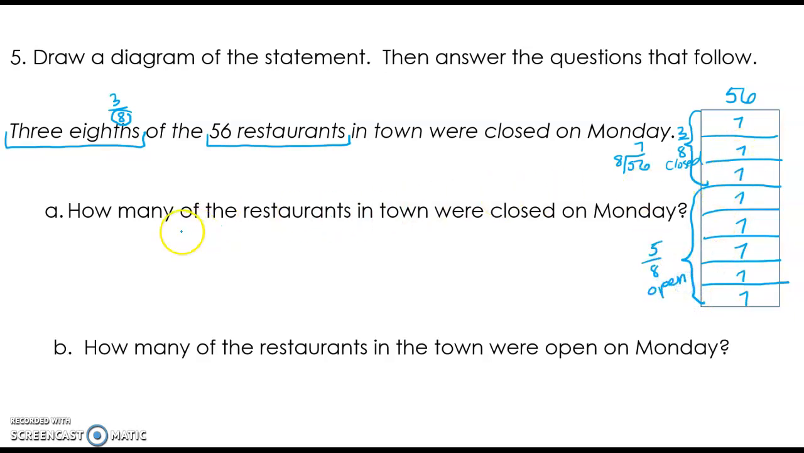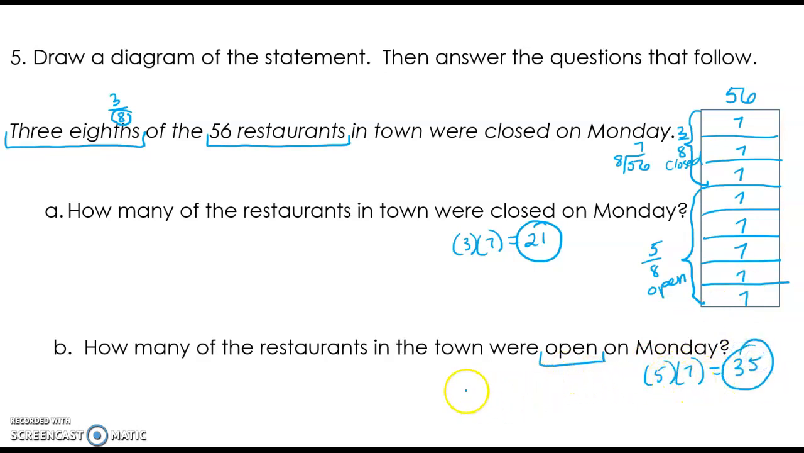So let's see what the questions are. How many of the restaurants were closed on Monday? 7 plus 7 plus 7, or 3 times 7, which is 21. How many of the restaurants were open on Monday? So that's 7 plus 7 plus 7 plus 7 plus 7, 5 times 7, which is 35. To get this answer, you could also subtract this from the total, and you should get the same thing.